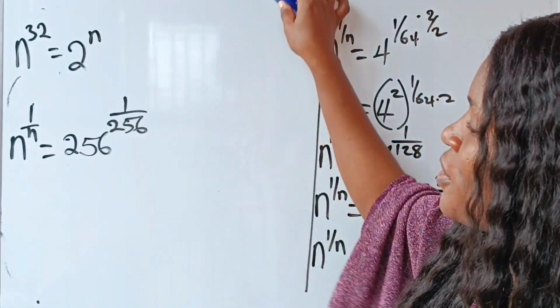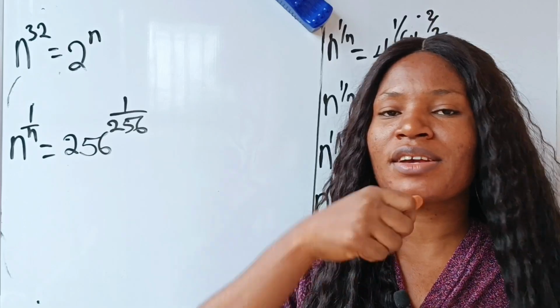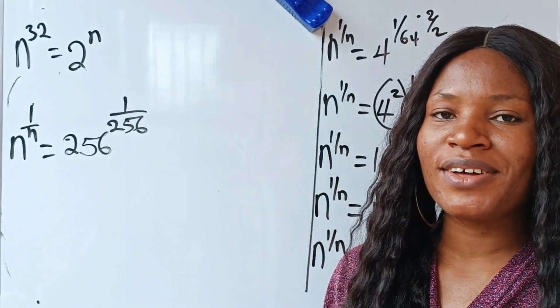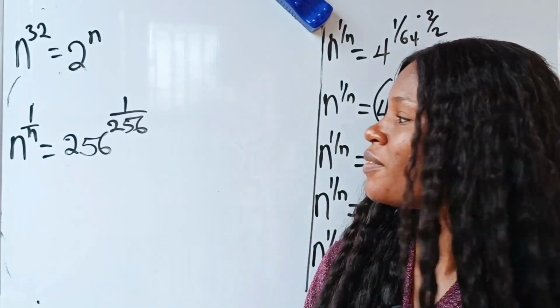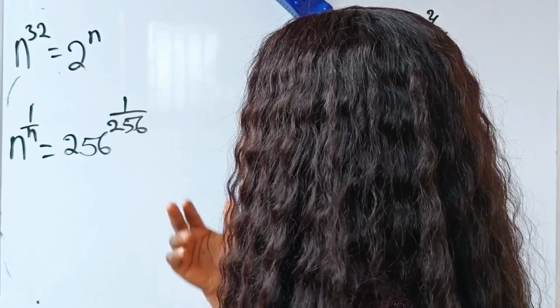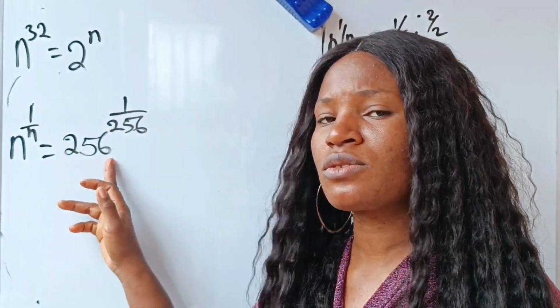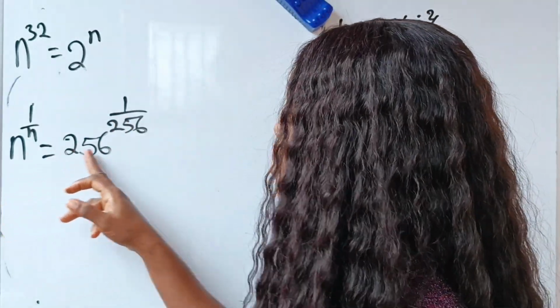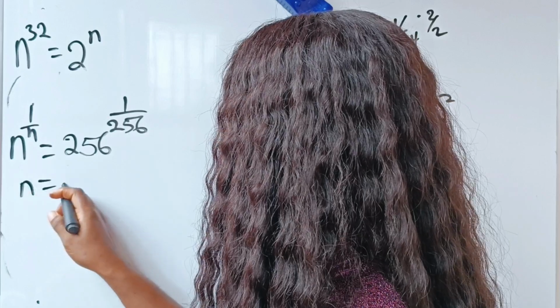So at this point, we just take a very chilled drink, because we have actually gotten to the end of the journey. Yes, because by comparison, n is equal to 256, right? So we can say n is equal to 256. N is equal to 256.